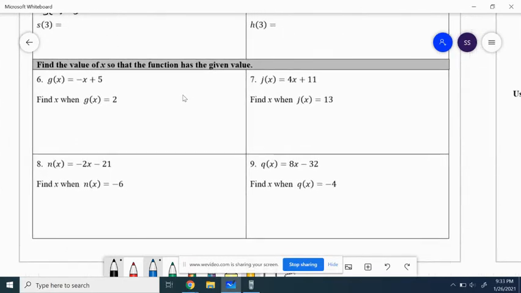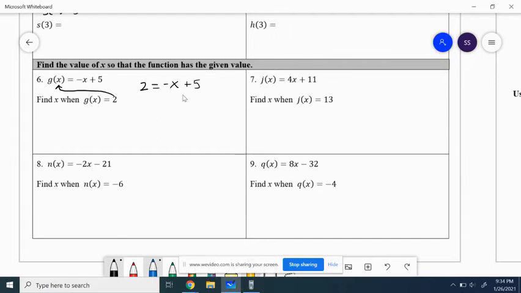All right, 6 through 9, you notice that these are identical. We are actually plugging these in for the y, and it's telling you that you need to find x. So it's helping you out. You obviously aren't plugging this value in for x because we need to find x. So we are going to take this value and plug it in for our g of x. We're left with 2 is equal to -x plus 5, and we need to find x.